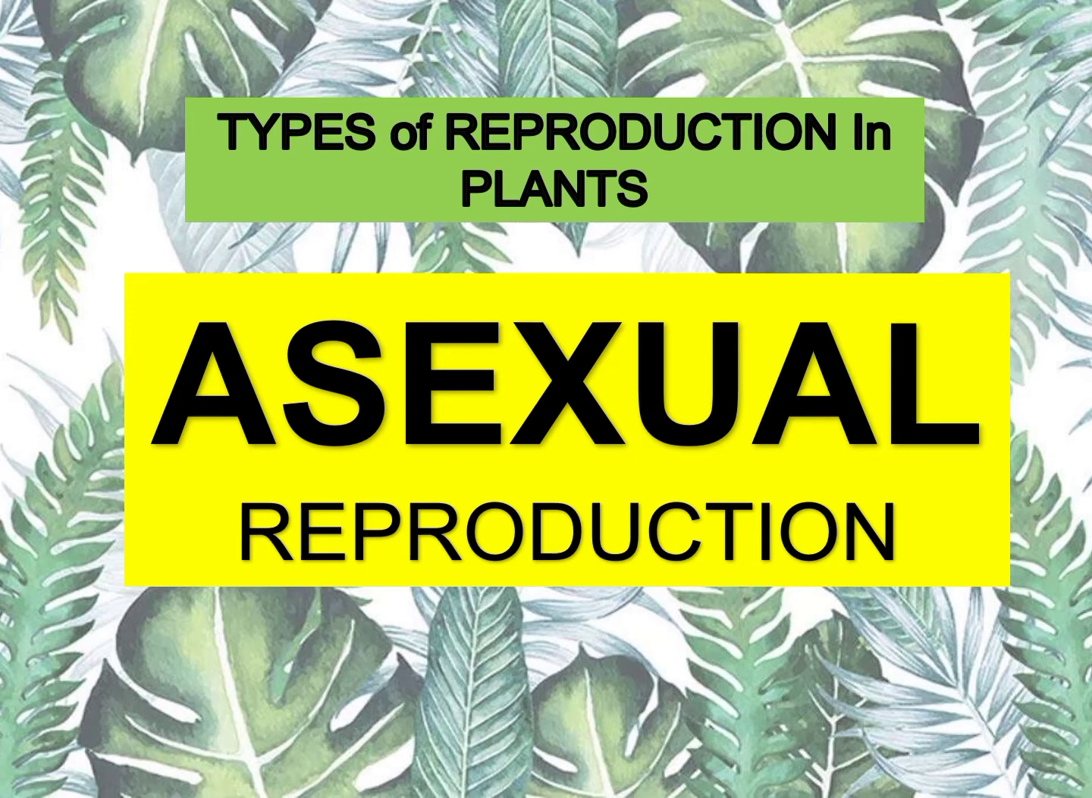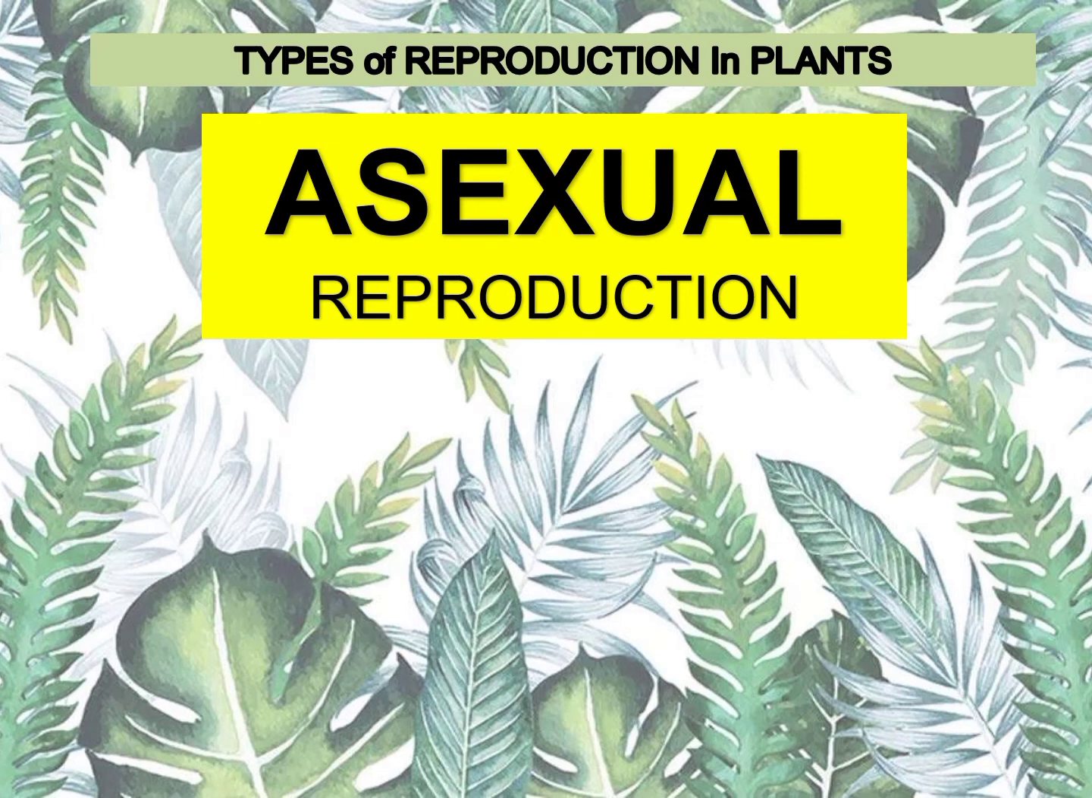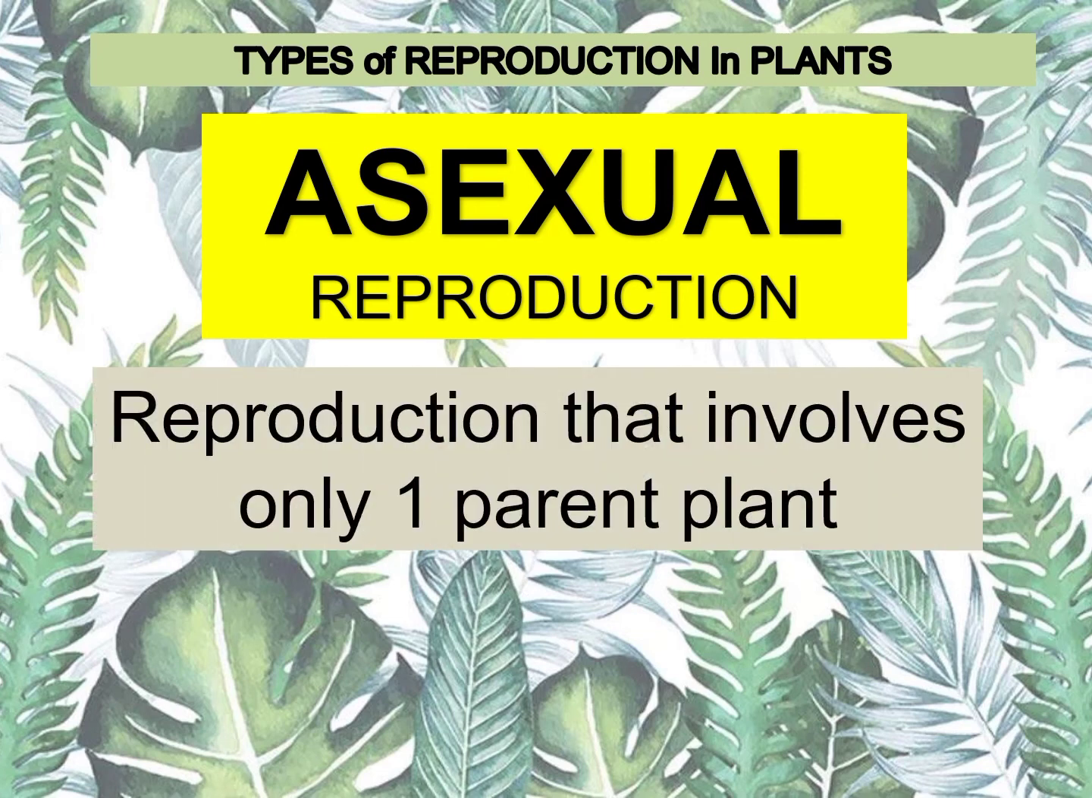Ano naman yung asexual reproduction? Nung inaral natin siya sa animals, asexual means hindi niya kailangan ng another partner. So, one parent animal pag sa hayop. Sa plants naman, let's talk about asexual reproduction. Asexual reproduction is a reproduction that involves only one parent plant. So para siyang sa hayop, isang parent plant lang ang kailangan mo. No need for a partner.